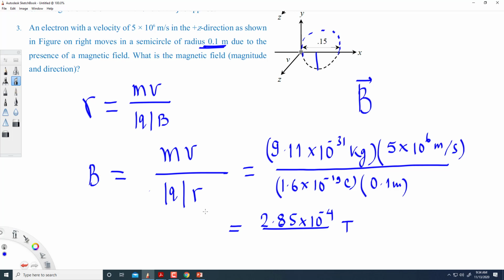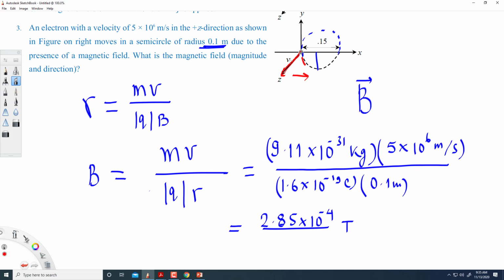Now we need to also determine the direction of the magnetic field that will produce the circular track. So look at the original direction of the electron. So electron is moving in the positive z, that means it's moving this way, and because of the force it is deviated this way, that means the force must be pointing that way. Okay, when the electron is moving out like this, it is being pushed that way, that's why you have this path. Okay, so that's the direction of force.